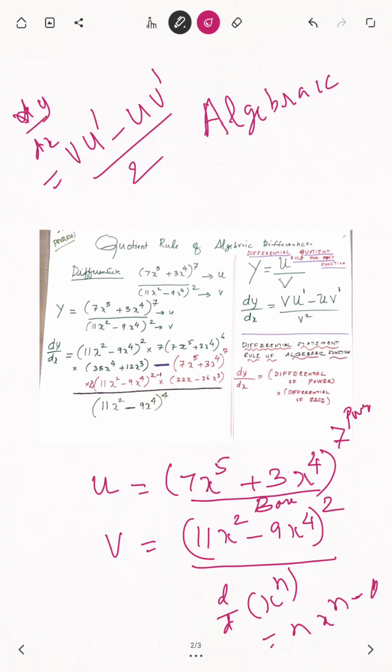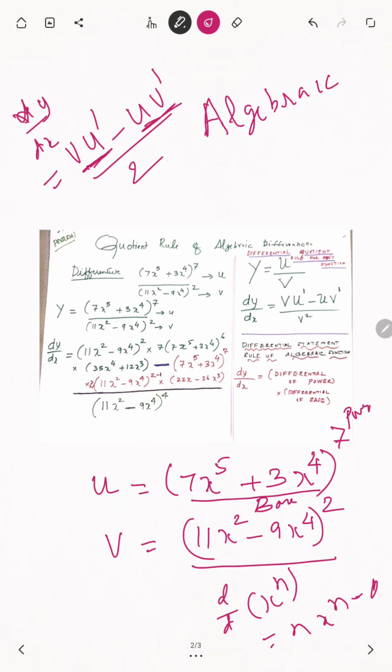Now in this formula, we completed only vu dash. Which one is pending? uv dash is pending. So up to this level, vu dash is over. Then the minus is there, that's why the minus is available here.